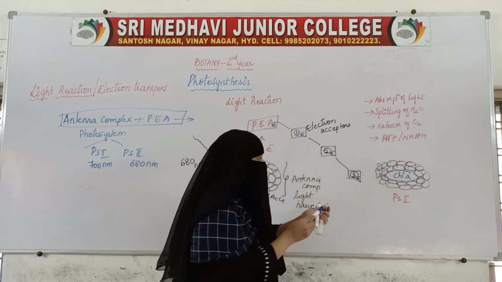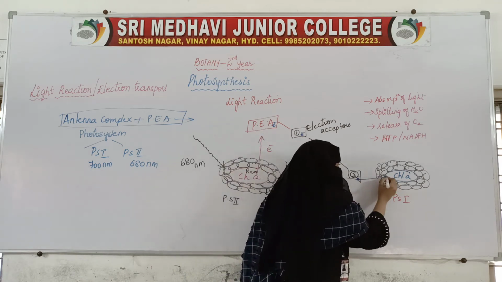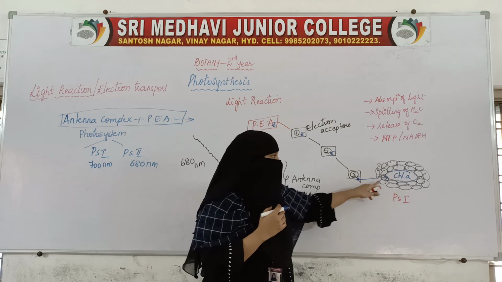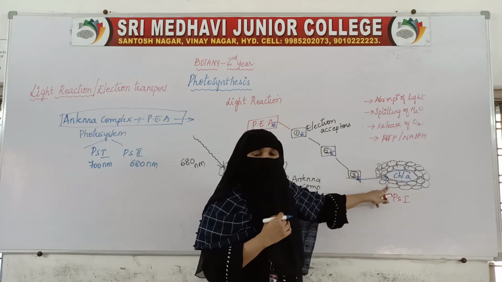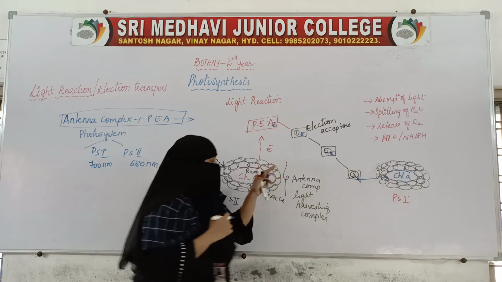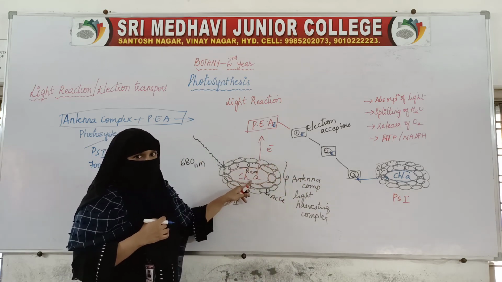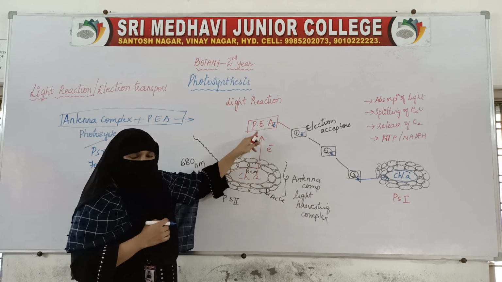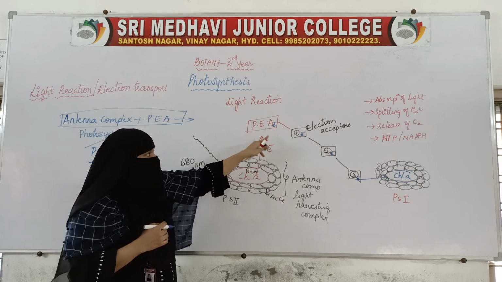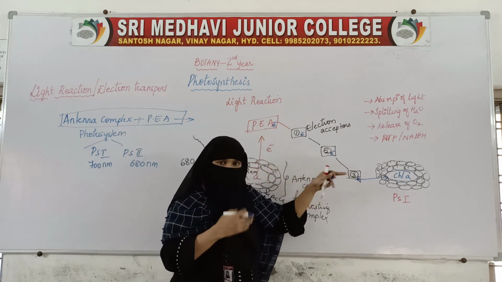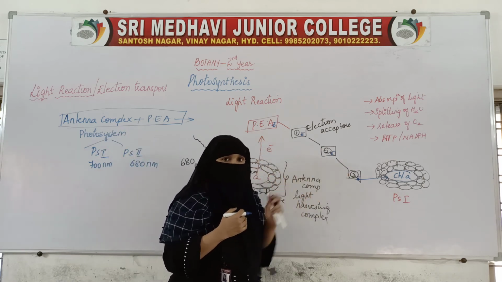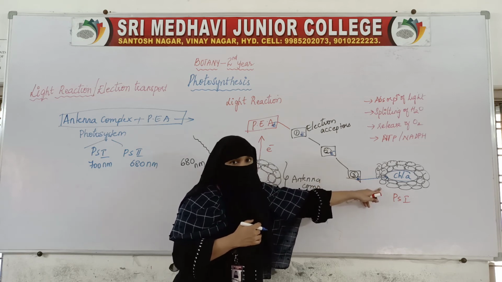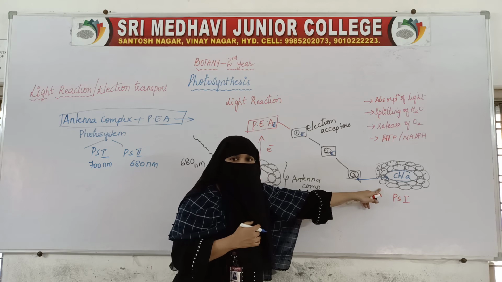So now this electron will be accepted by this photosystem 1. The electron will be passed on to this photosystem 1. The electron which was ejected by this chlorophyll has moved on to this primary electron acceptor. From the primary electron acceptor, the electron has passed through a chain of different electron acceptors, finally being accepted by this chlorophyll.